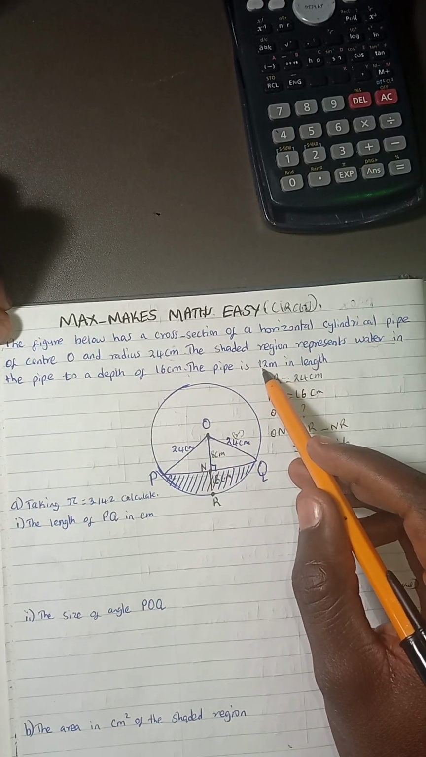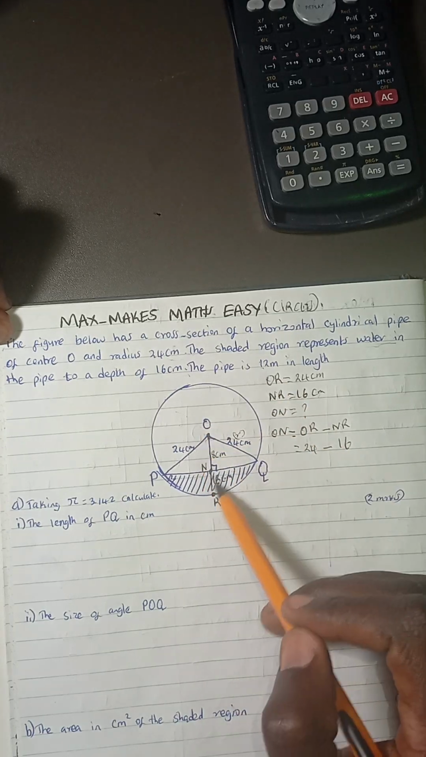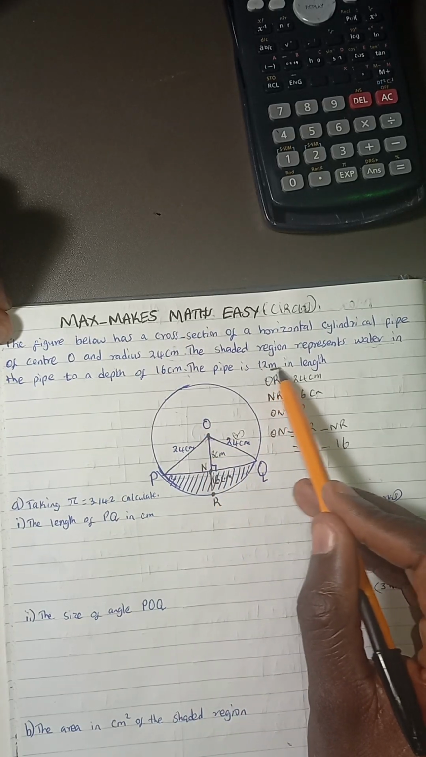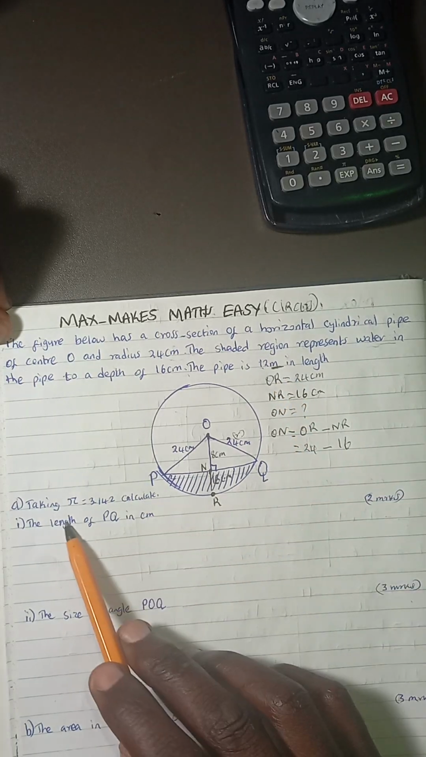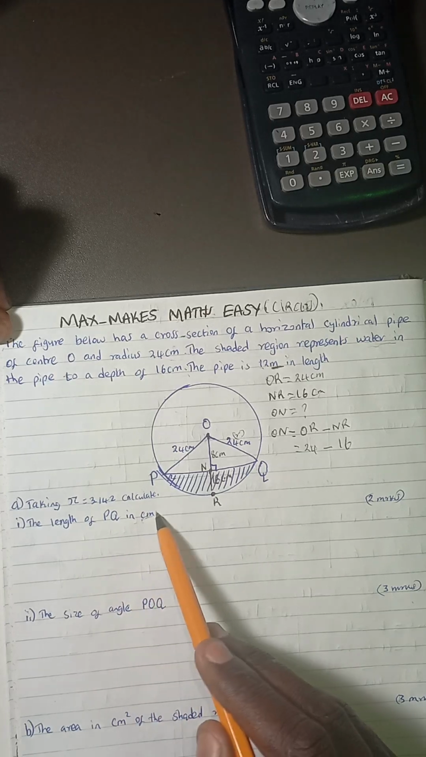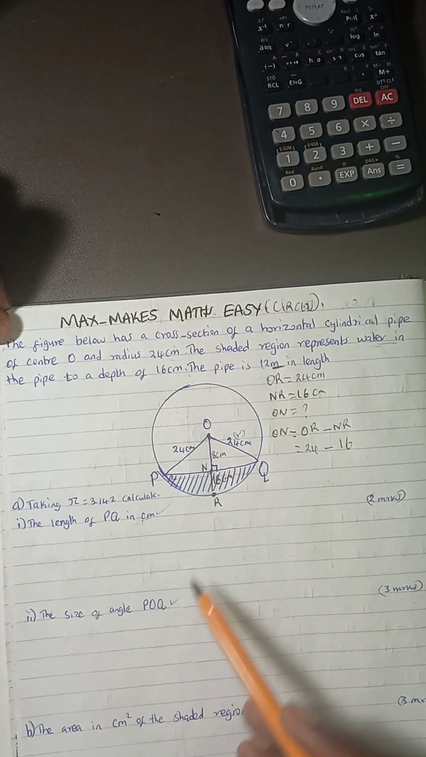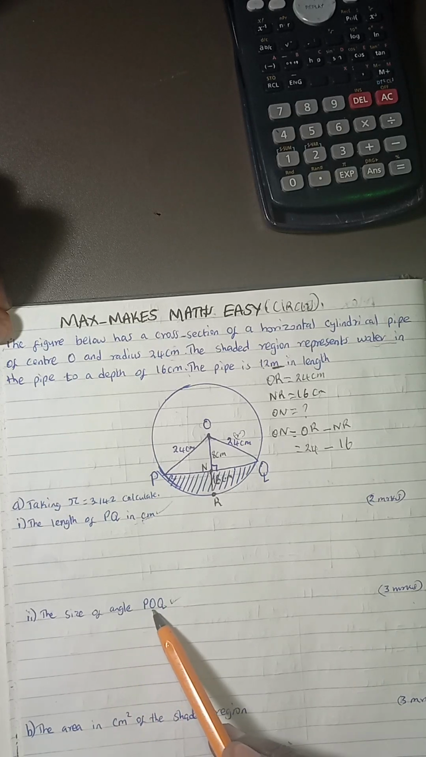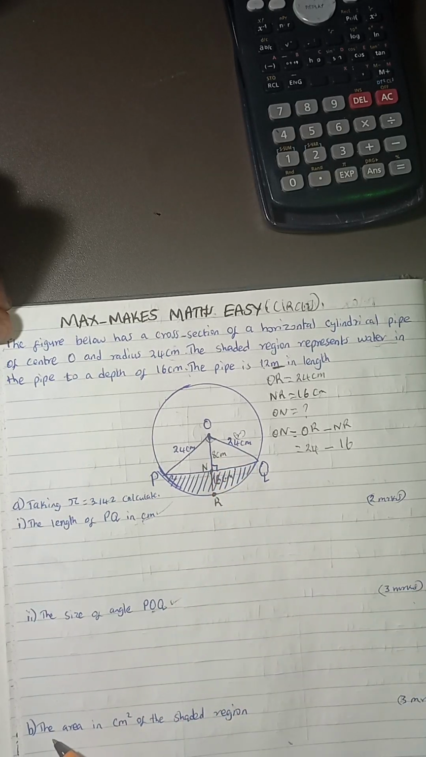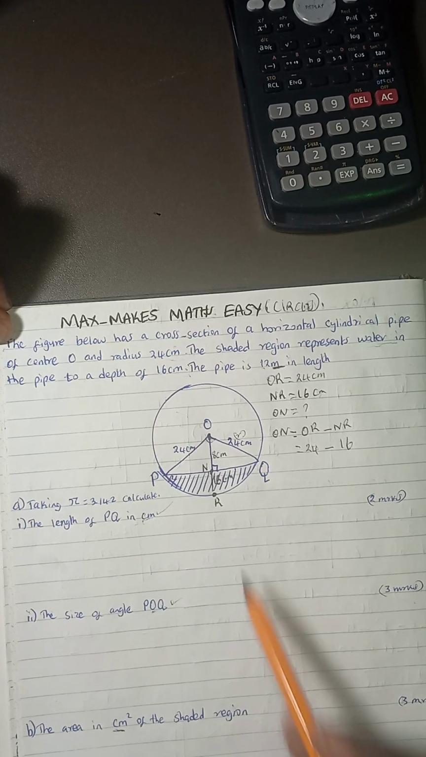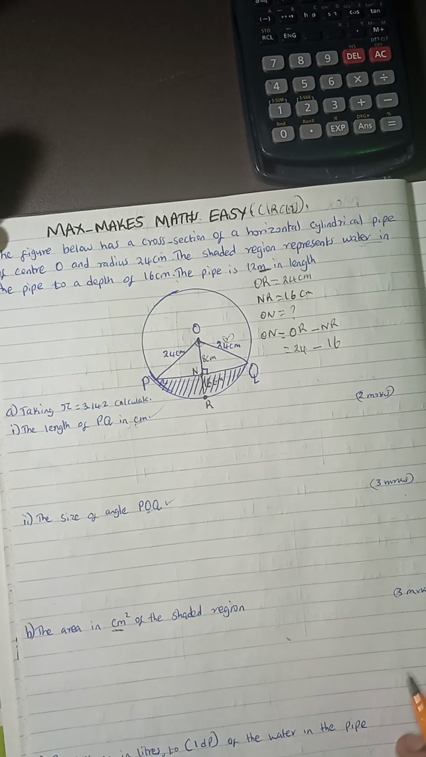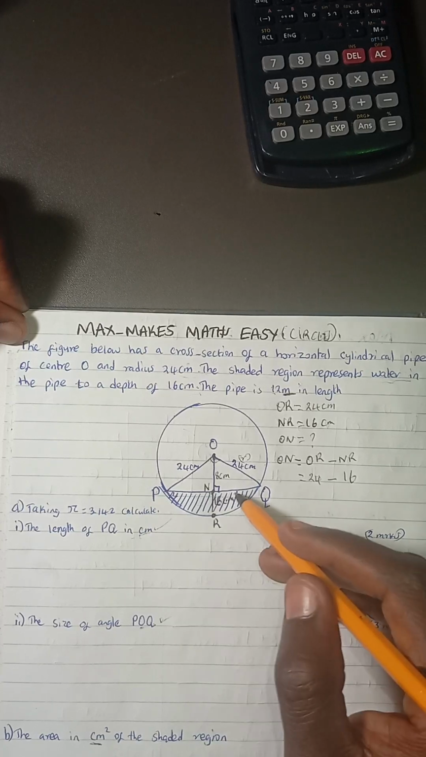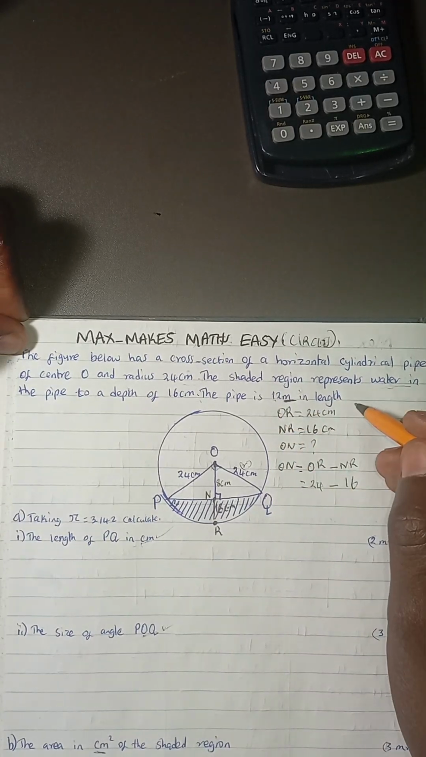Remember to work with units, so all are centimeters, but we have 12 meters here. The first question reads the length of PQ in centimeters, the size of angle POQ. So we want this angle over here. The second question, the area in centimeters squared of the shaded region. And the third question reads the volume in liters to 1 decimal place of the water in the pipe. So we ought to change these 12 meters into centimeters.